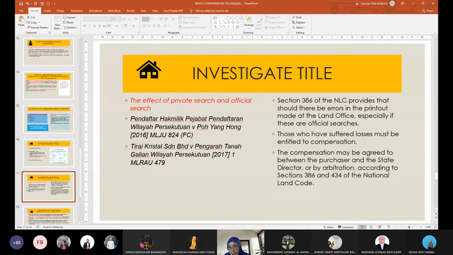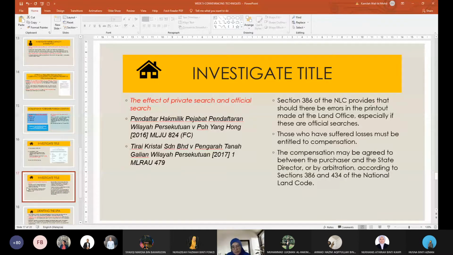Ini Pendaftar Hak Milik Wilayah dan Poh Yang Hong dan Tirai Kristus yang Berhad dan Pejabat Tanah Wilayah Galian. Dua-dua ni ialah pejabat tanah wilayah. Kalau you all boleh recall, Poh Yang Hong ni kita belajar dalam indivisibility of title punya case berkenaan dengan fraud case on a piece of land di Kuala Lumpur. This purchaser dia dah bayar part of the purchase price of the property. The transaction was actually presented by lawyers. Maknanya purchaser ada lawyer, vendor ada lawyer.